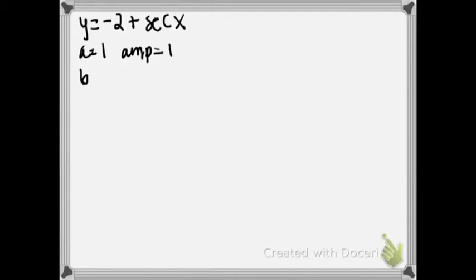Okay, so our problem is y is equal to -2 plus secant of x. So now we're going to find a, and that's equal to 1, the amplitude, which is the absolute value of a, so that's 1 as well. Then we have b, that's 1, the period, which is 2 pi over b, which is 1. So it's 2 pi. And then we have d, which is our shift, and it's -2.